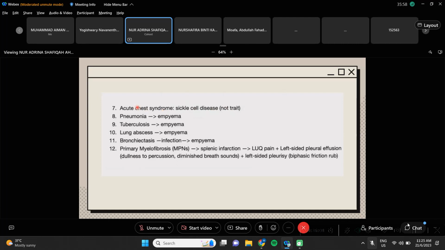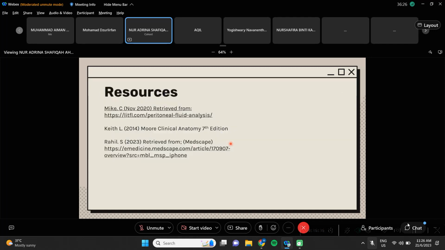And then pneumonia. What do you guys think? Exudative. True. Exudative also. For tuberculosis, exudative. For lung abscess, exudative, right? And then same as bronchiectasis, because of the inflammation. Okay, correct. Thank you guys. So I think that's all from me. Thank you for your attention.